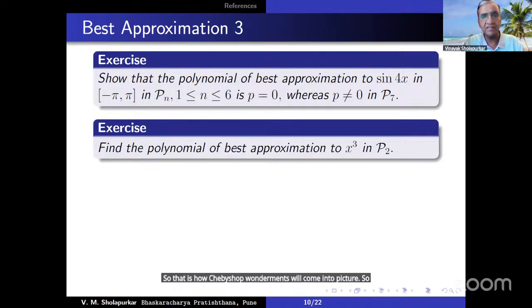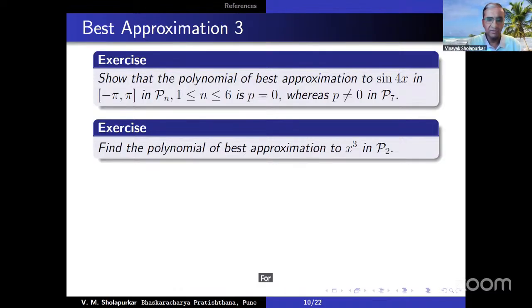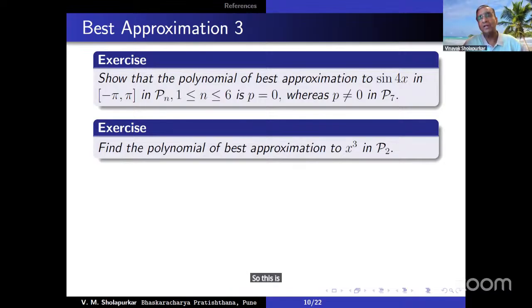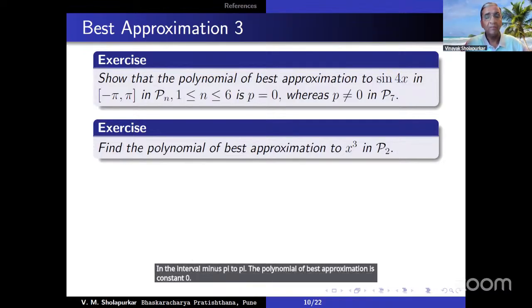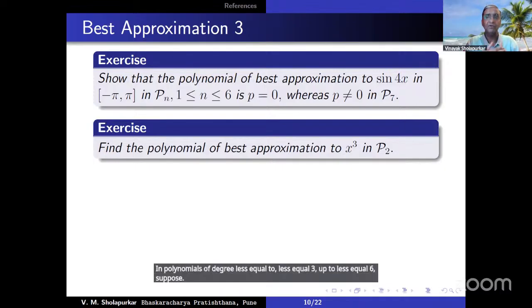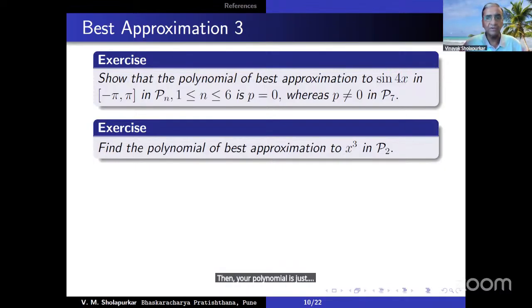So again, some exercises for just digesting the concept of alternating set or polynomial of best approximation. So this is not a polynomial now. Sine 4x in the interval minus pi to pi. The polynomial of best approximation is constant 0 up to n equal to 6. So if you want to find the polynomial of best approximation in polynomials of degree less than or equal to 2, 3, up to 6, suppose, then your polynomial is just constant 0.